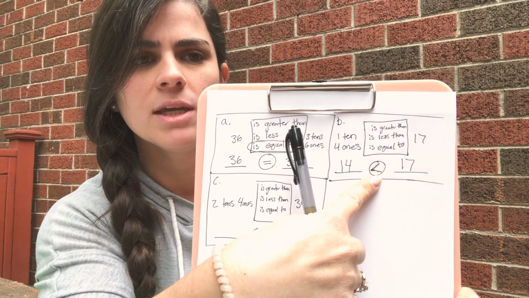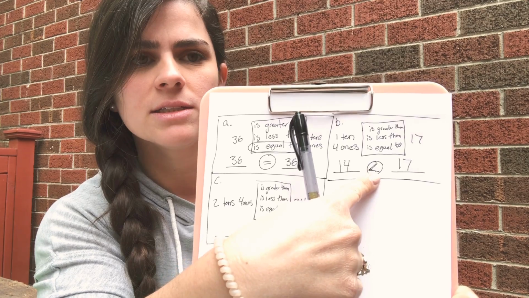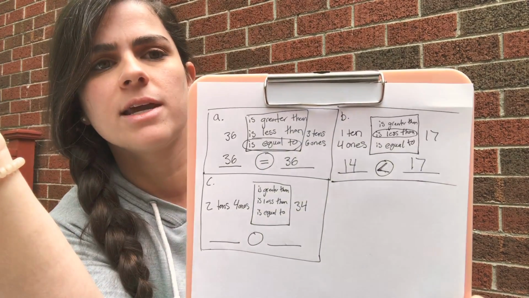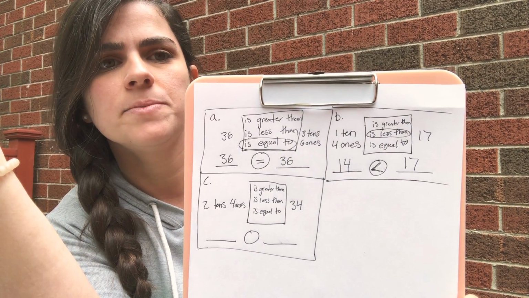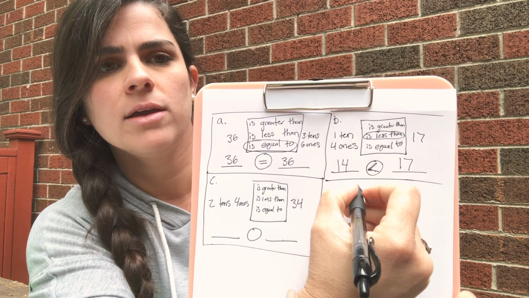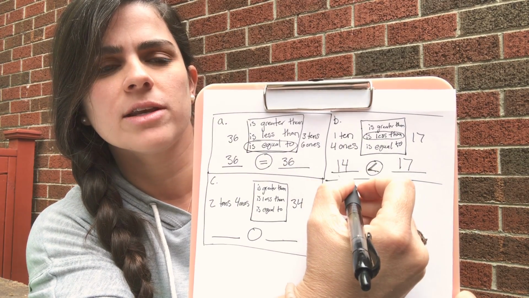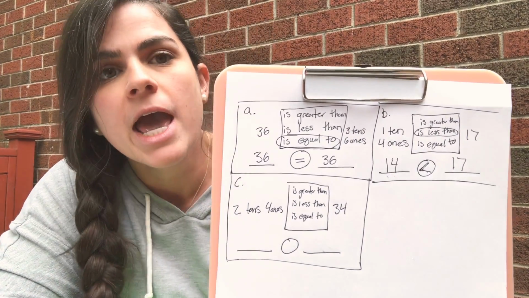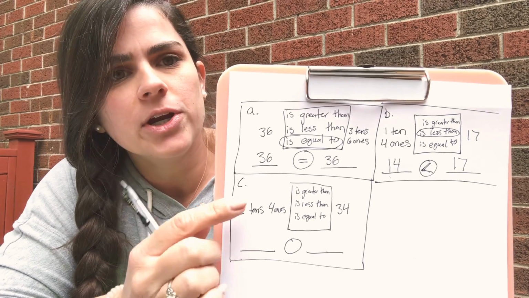What does this mean? 14 is less than. How would I say it? 14 is less than 17. So the symbol means less than, and I can remember that by looking at, is this number less than, or is it greater than, or is it equal to? All right, last one we're going to do together, and then you are doing this on your own.